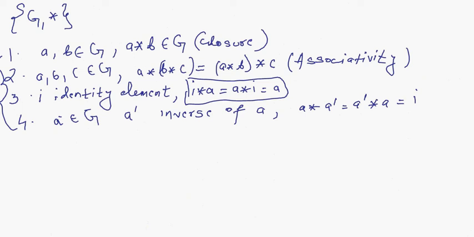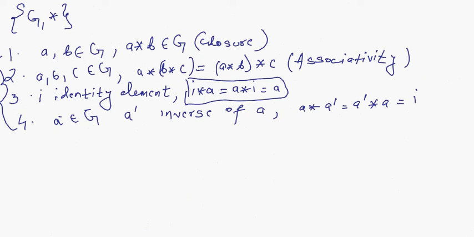What form this binary operator star would take would depend on what kind of set G is. If it is a set of matrices, then the star could be matrix addition or matrix multiplication, and if G is a set of vectors, the star could be vector addition.